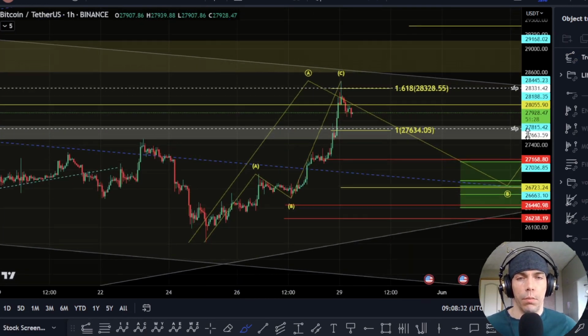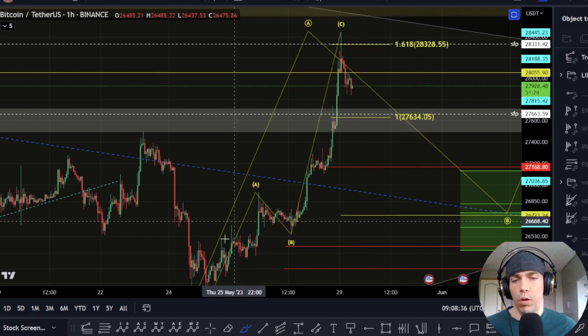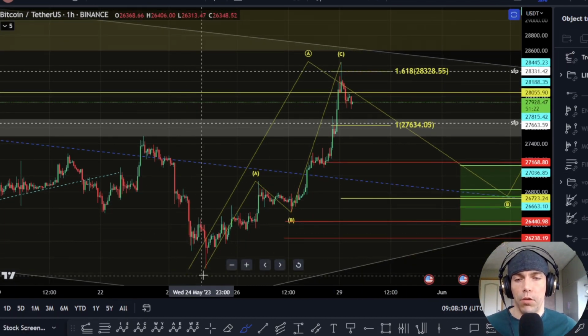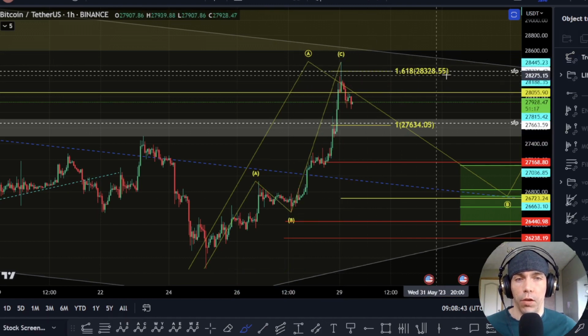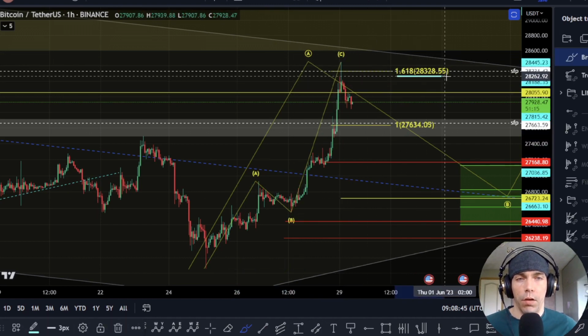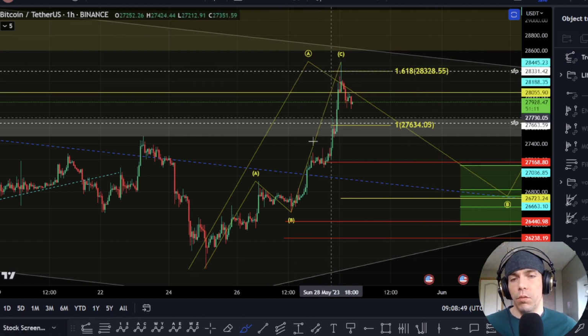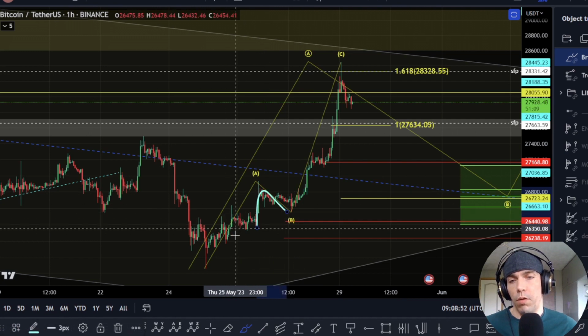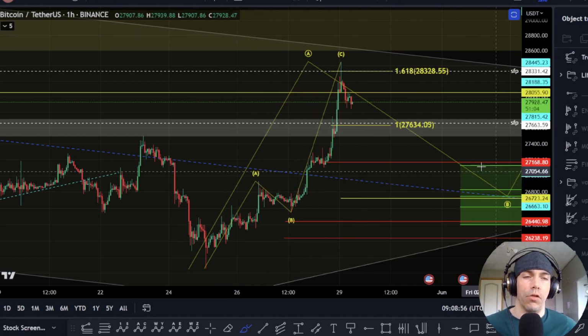Now, the reason why I'm saying that we could be completed is because we already came up to this 1.618. If we're looking at this in this way, where we're treating this as an A wave, this as a B wave, and then this as a C wave to the upside. Now, that 1.618 is up here at this 28,328 region. So the problem is what we have here is we do have 5-wave moves within here. So because of that fact, we need to be just cautious that we don't have additional extension.